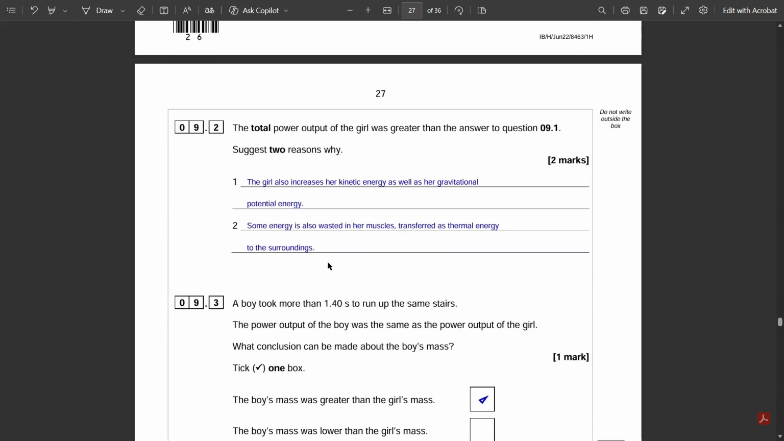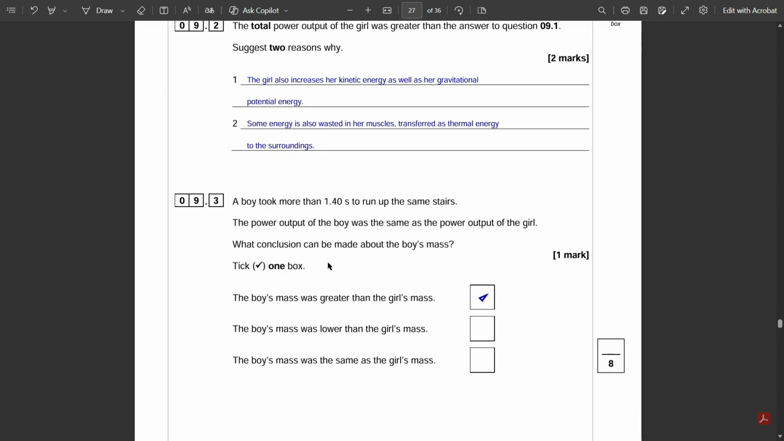And then for 9.2, the total power output of the girl was greater than the answer to question 9.1. Well, the girl also increases her kinetic energy as well as her gravitational potential energy. So when she gets to the top of the stairs, she's still going to be moving. And also, some energy is wasted in her muscles, transferred as thermal energy to the surroundings. As muscles aren't 100% efficient, not all of it's going to be converted into gravitational potential energy, and you'll know that when you run a bunch or do a bunch of exercise, you overheat. So that is the waste heat energy from the muscles being transferred to surroundings. That is the heat you generate when exercising.